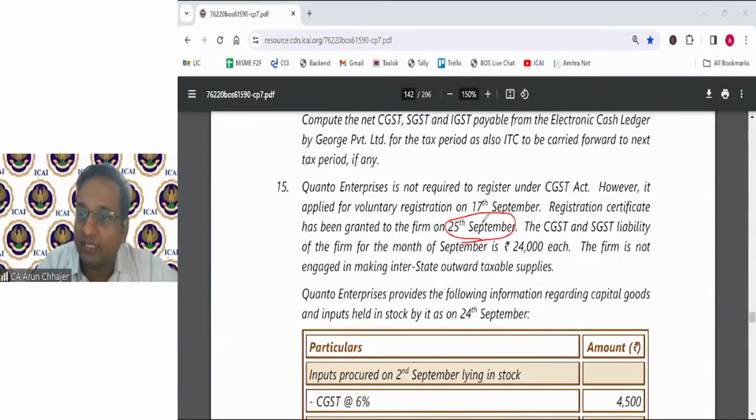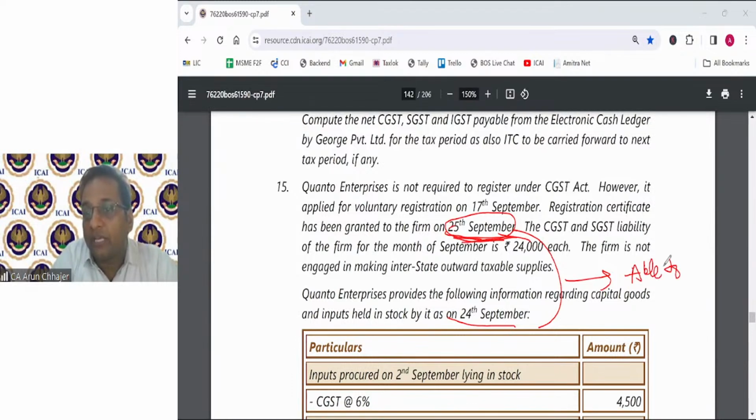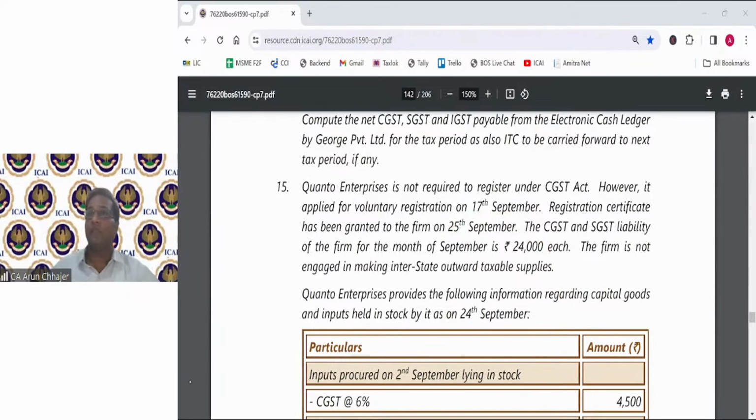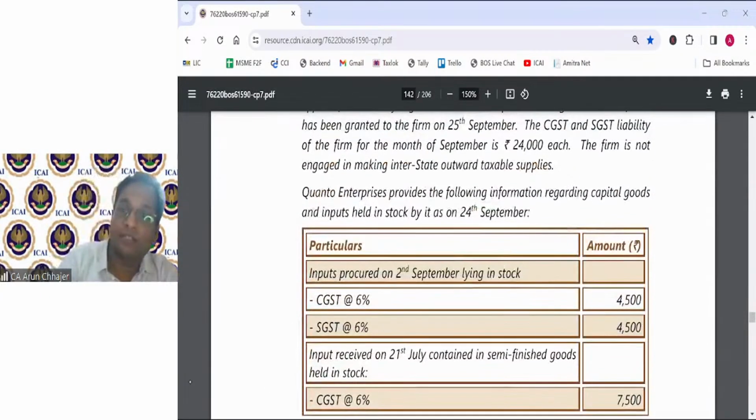And what is the use of the effective date? We know that for the stock lying in hand prior to that date, we would be able to take input tax credit. Is this point clear? Absolutely correct. Okay.